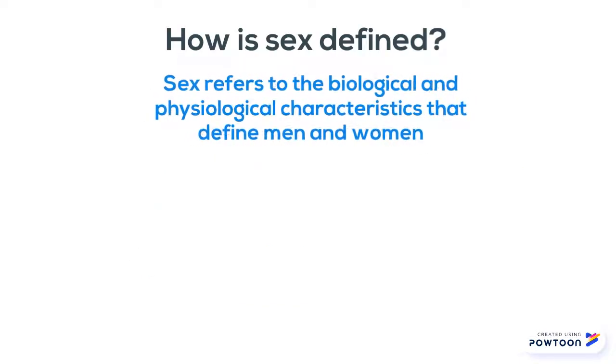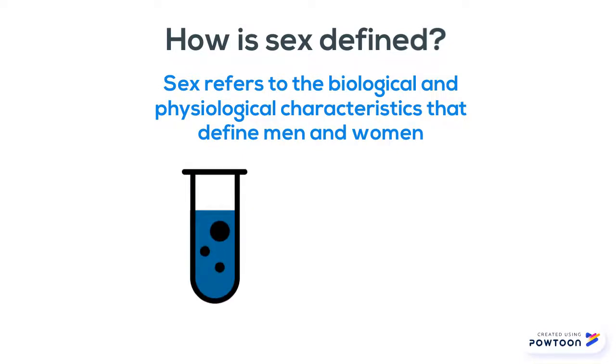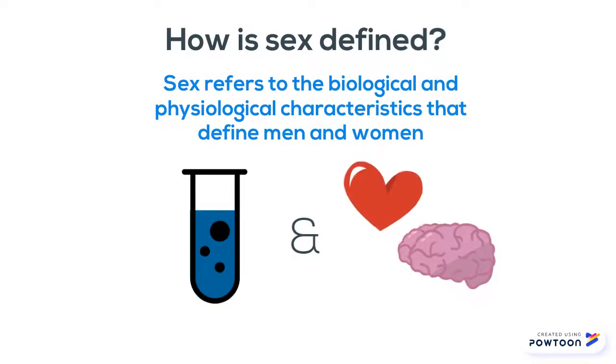How is sex defined? Sex refers to the biological and physiological characteristics that define men and women. We as a society feel it is important to know everyone's sex, as we do not like gray areas. Therefore, it is largely dependent on the context that one is in.